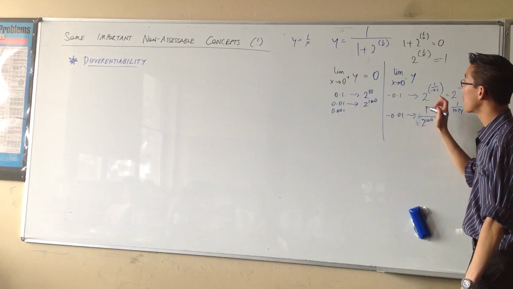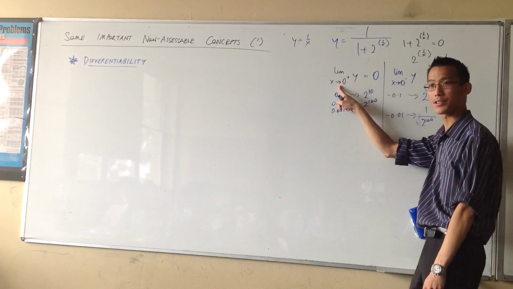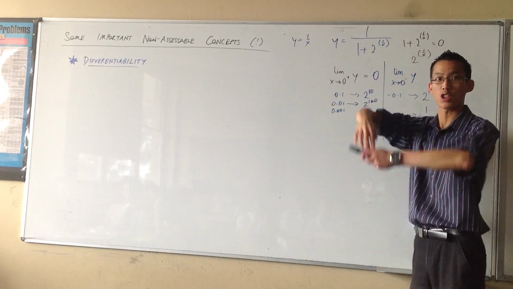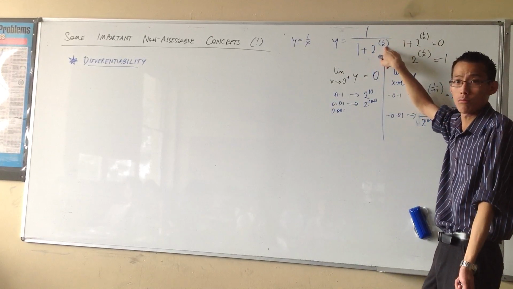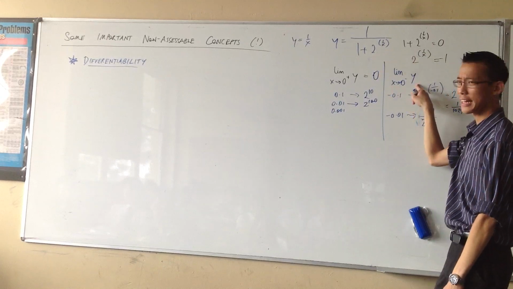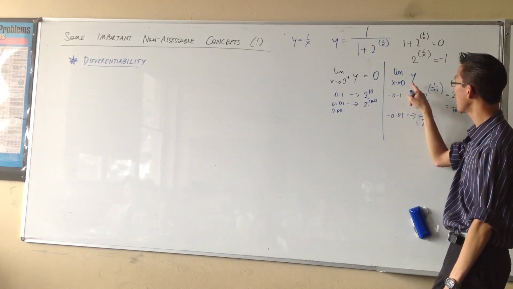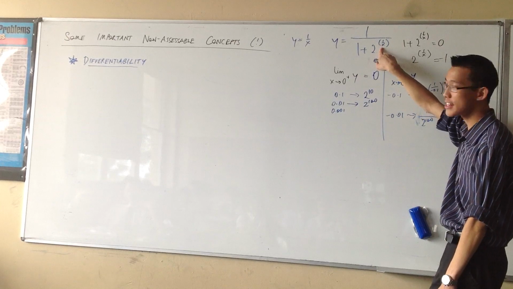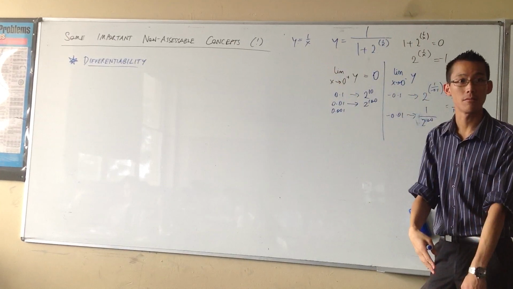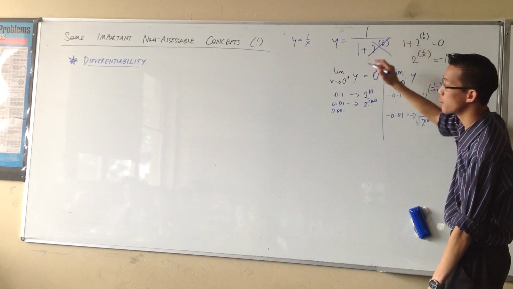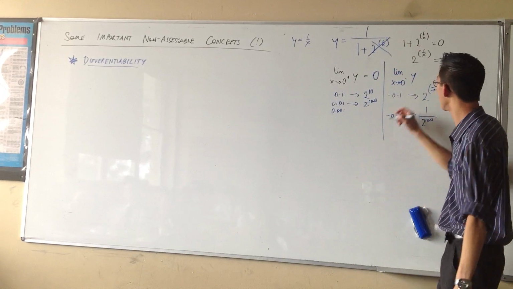So in the first place, as I went from the right-hand side, the whole denominator was skyrocketing. So therefore the whole thing got really, really small, right? Because it's got a big denominator. But here, what's happening? When I'm approaching from the other side, this 2 to the power of thing becomes insignificant. So if it becomes insignificant, what am I left with? 1. Just 1.